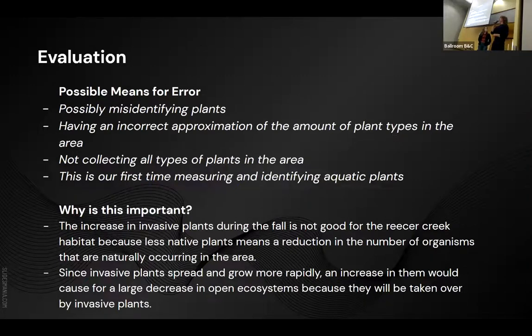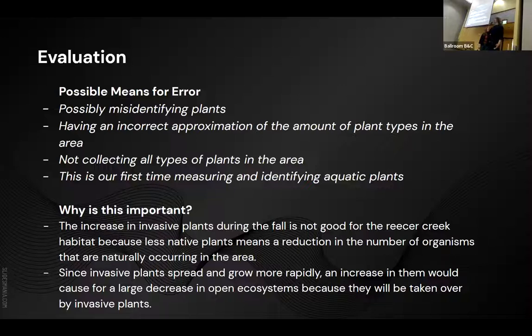So some possible means for errors. We could be possibly misidentifying these plants. There's always a possibility for human error on that part. Having an incorrect approximation of the amount of plant types in the area, since it's a rough estimate of what we are finding in this 1 meter by 1 meter area of the creek. Not collecting all types of plants in the area, again, since it's such a small area that we are collecting our data from, it wouldn't show all of the plants that are possibly in the creek and in surrounding areas. And then this is our first time measuring and identifying aquatic plants, so bear with us.